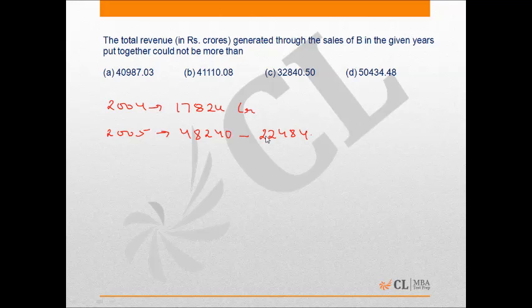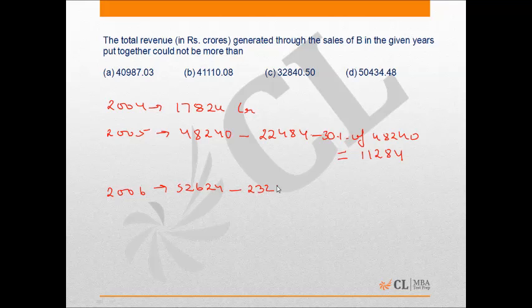Now to maximize the revenue of B, I'll minimize the revenue of the remaining 3 products, that is A, C and D. I also know that the minimum contribution by any product is 10% of the total revenue. So A, C and D put together will contribute at least 30% of total revenue, that is 48240. This entire figure is giving me a maximum possible value for the revenue generated by B, which turns out to be 11284.